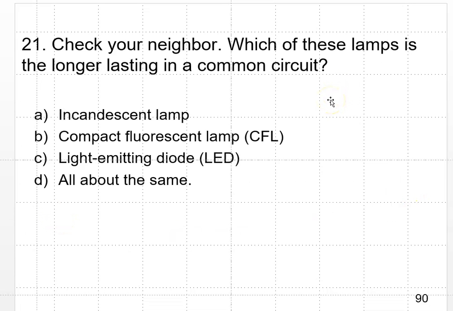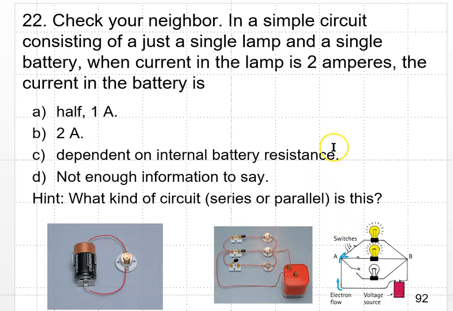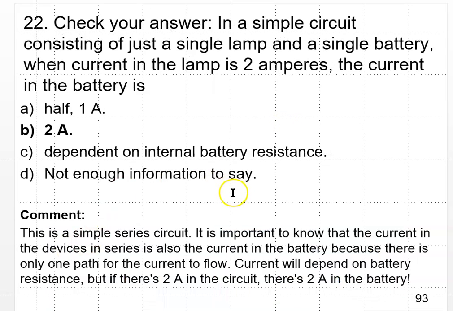Which of these lamps is longer lasting in a common circuit? Go for the LED. We'll talk more about LEDs in chapter 30. They're really cool. In a simple circuit consisting of just a single lamp and a single battery, like this one, when the current in the lamp is 2 amps, the current in the battery is also going to be 2 amps. There's no place else for the current to go.